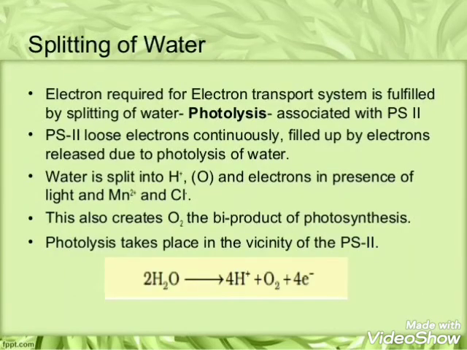Splitting of water or photolysis of water. It is the process in which water is split into protons, electrons and oxygen. The water splitting complex is associated with photosystem 2, which is located on the inner side of the thylakoid membrane. The electrons are used to replace the electrons lost by photosystem 2. The oxygen is liberated into the atmosphere while the protons accumulate in the lumen of the thylakoid.